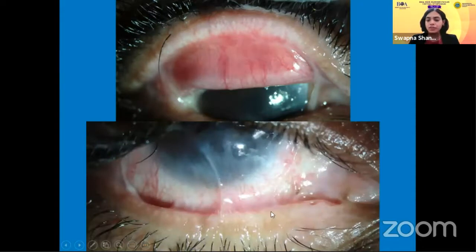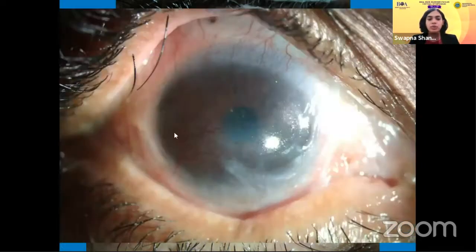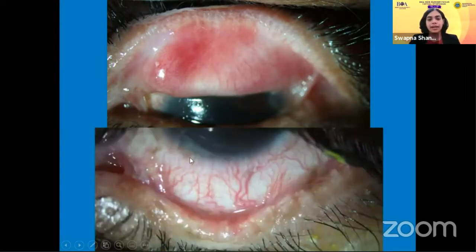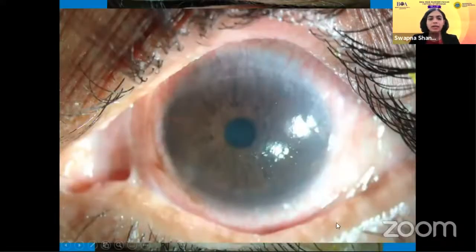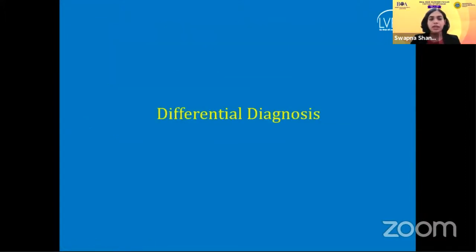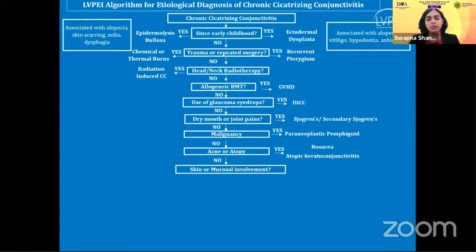She had significant fornicial shortening in the right eye and a pannus growing over the cornea, which is partial limbal stem cell deficiency with significant corneal vascularization, with a Schirmer's of 4. In the left eye, again, very similar findings, very subtle subepithelial fibrosis, morphology of the meibomian glands completely lost. Again, inferior fornicial shortening, and the cornea is not as involved as it was in the right eye. And the Schirmer's in this eye is 5. So the provisional diagnosis was both eye chronic cicatrizing conjunctivitis with severe aqueous deficiency dry eye with right eye partial LSCD.